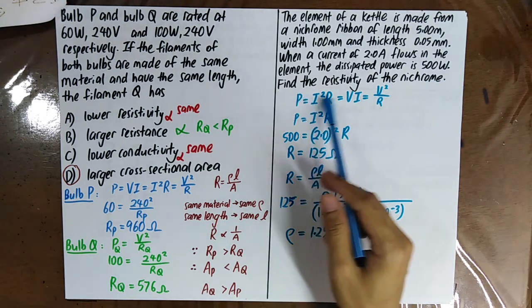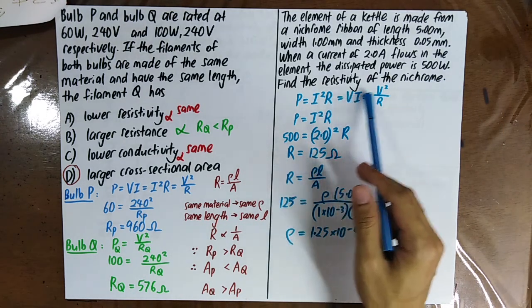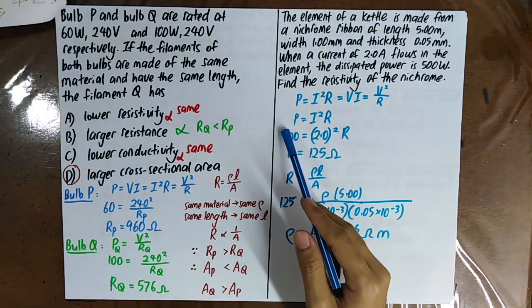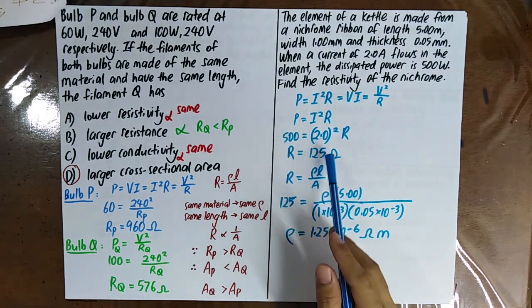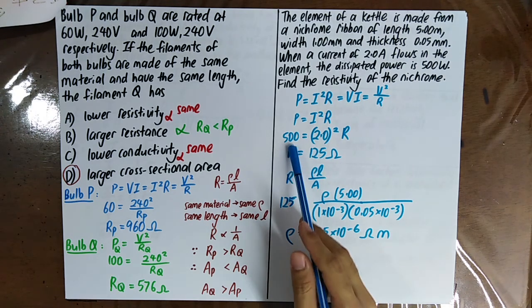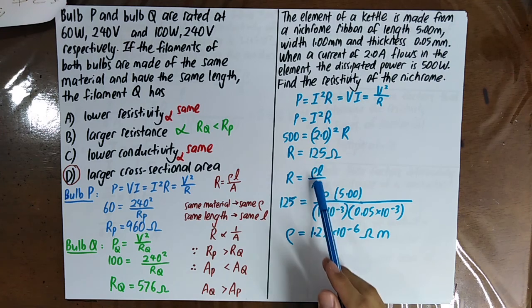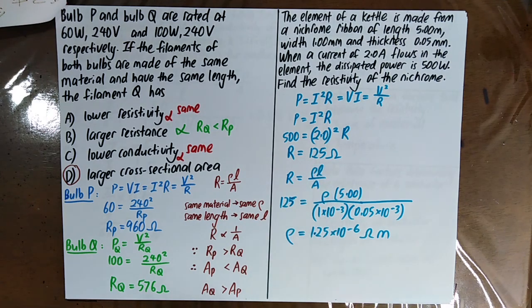Okay, you know that P = VI = I²R = V²/R. Then you use this formula, because you are given P and I only. Therefore, you can get the resistance, and then R = ρL/A. Then you can find the resistivity.